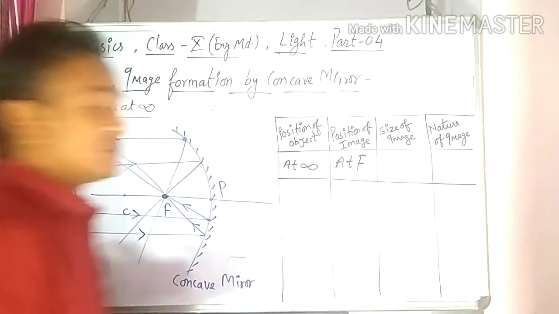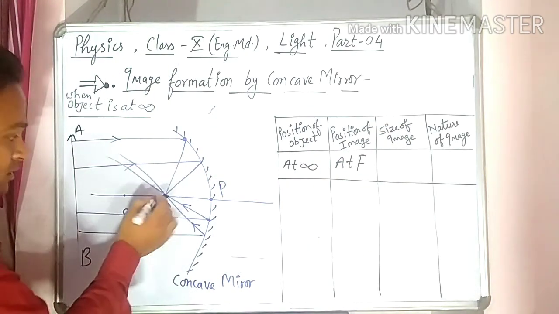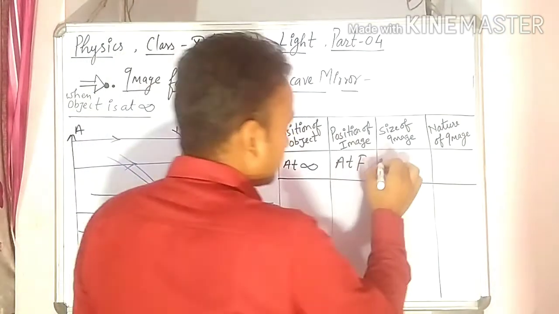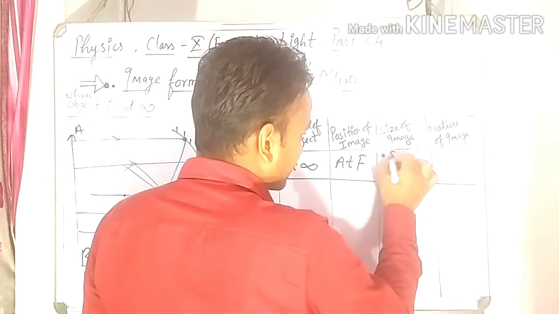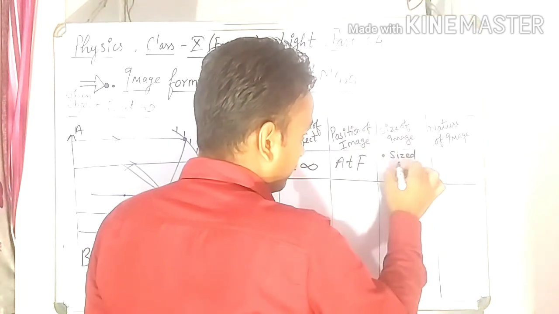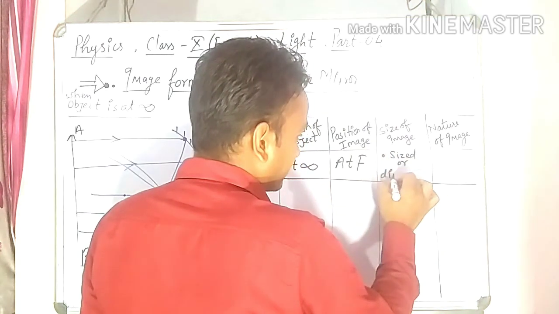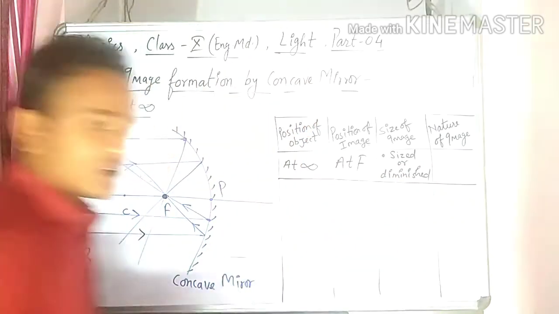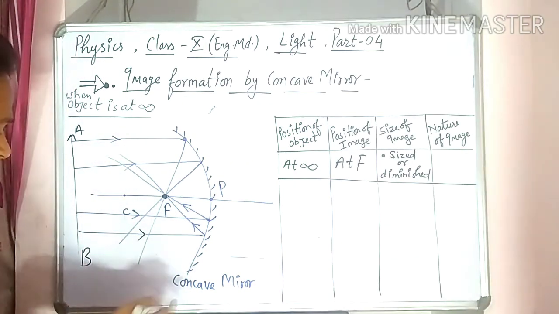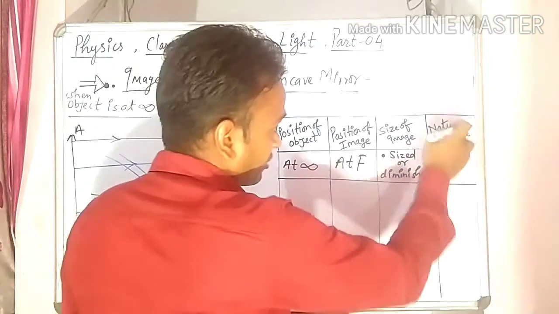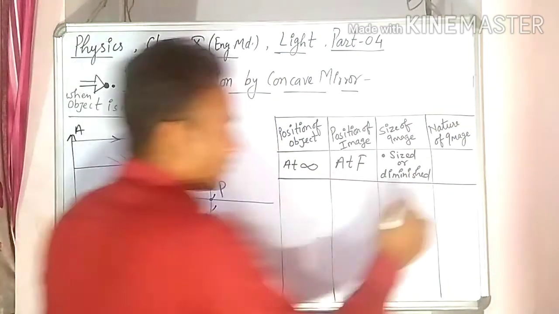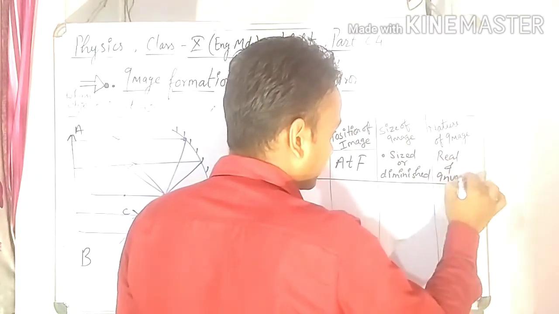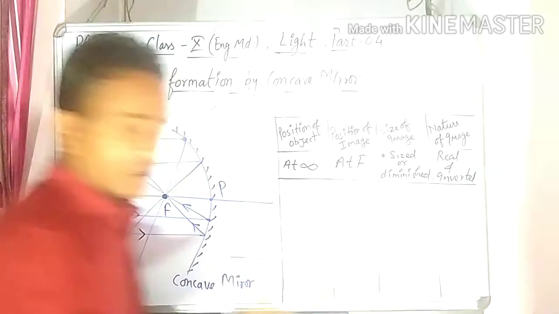Size of image. You are looking there, it is a point size. Point size, or diminished, we can say. Next, nature of image. In concave mirror, all the images are real and inverted. What is the meaning of inverted?